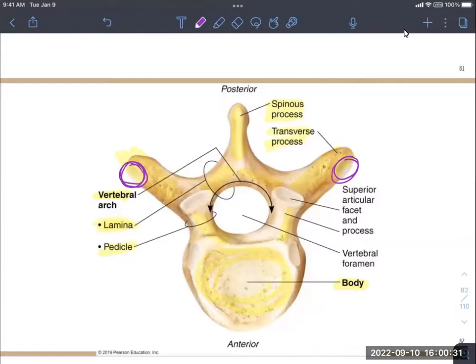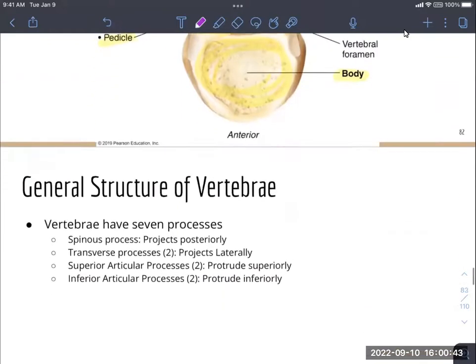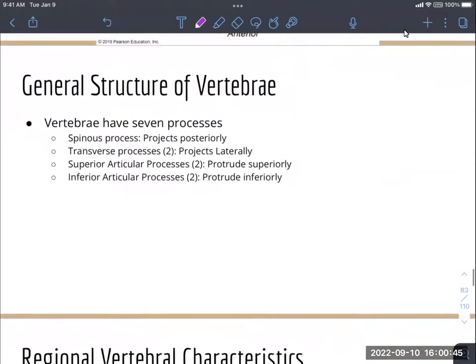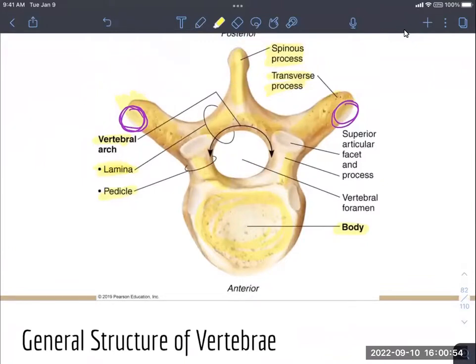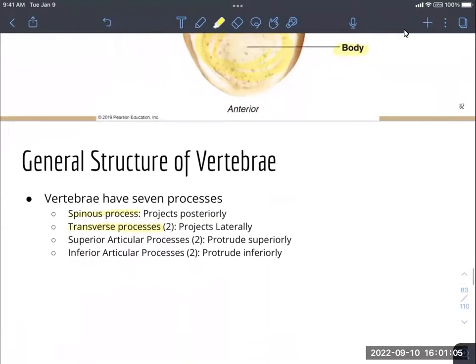I know for a fact this is a thoracic vertebrae because it has costal facets. Costal for ribs. This is where your ribs articulate with the vertebrae, where they attach. So as we just looked, they have a spinous process, two transverse processes. They do also have a superior articular facet. This is what articulates with the vertebrae above it. They also have one on the underside that's called an inferior articular process that articulates with the vertebrae below it. That's how they connect to each other.